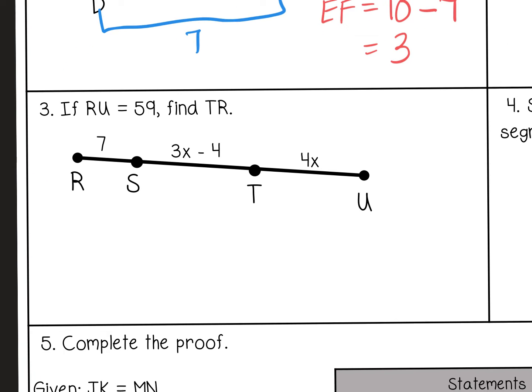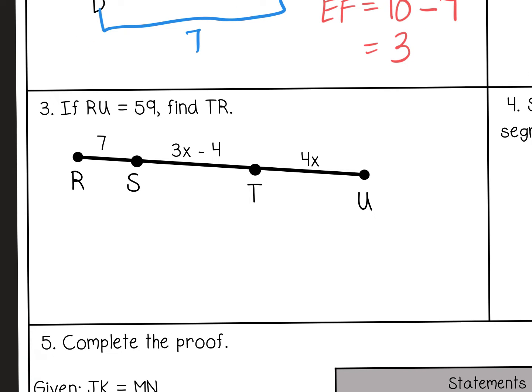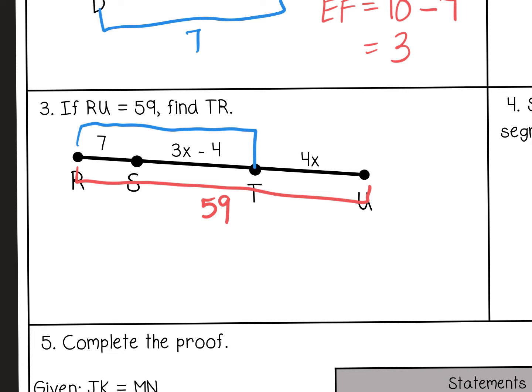Okay, number 3. If R to U is 59, so the length of our entire segment is 59, find TR. So we're looking for this chunk here. We need to figure out what x is first, because we have to add 7 and 3x minus 4 together to find R to T. But we can't do that since we don't know what x is. So just like in our last problem, we're going to add everything together: 7 plus 3x minus 4 plus 4x, and set that equal to 59.